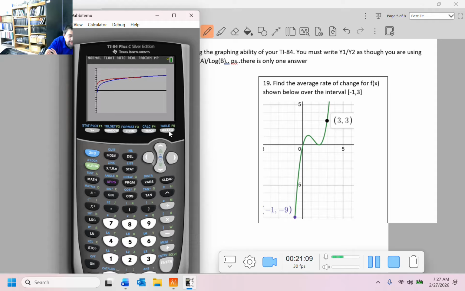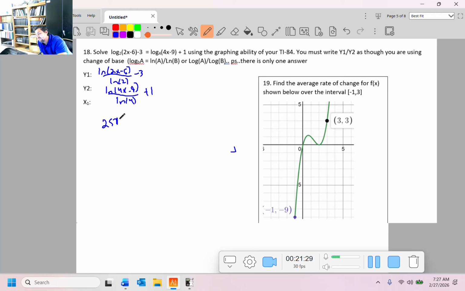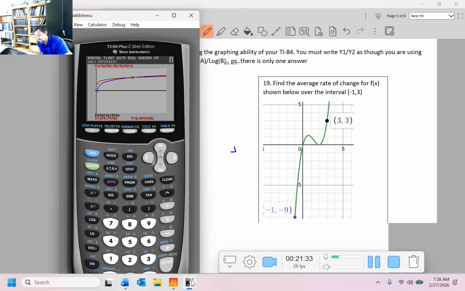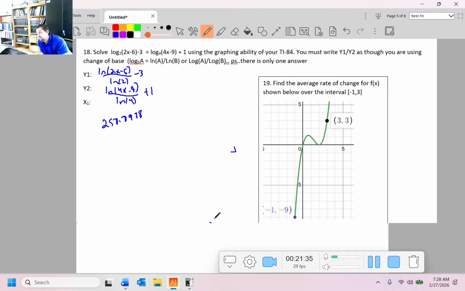There we go. There's an intersection, right? So second trace, 5. And again, then your cursor showed up, even better. Enter, enter, enter. 259.7478. I think I said 78. Yeah, I did.